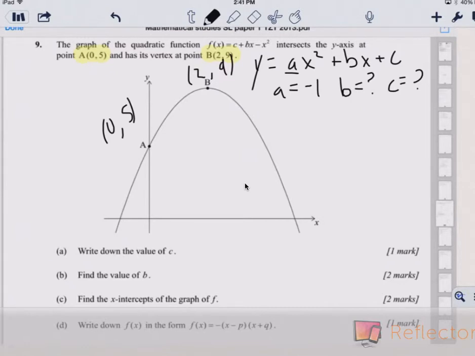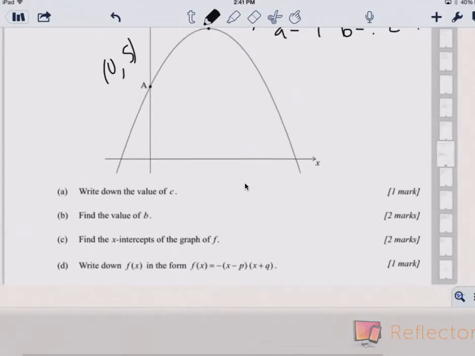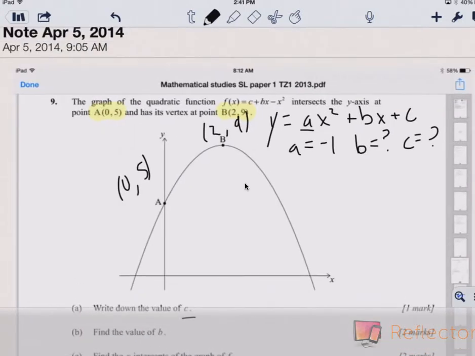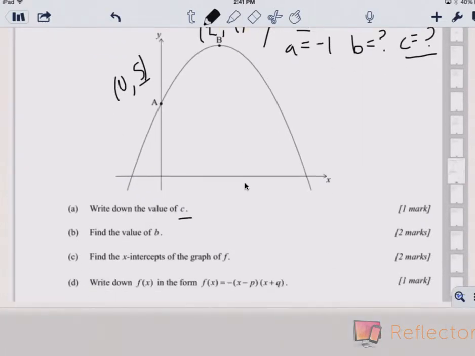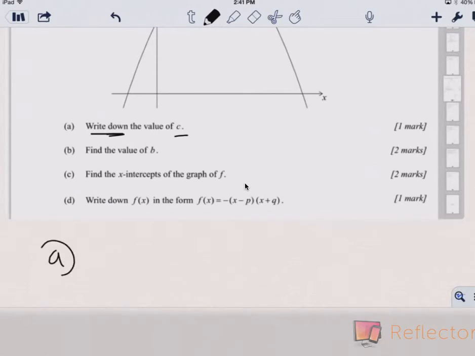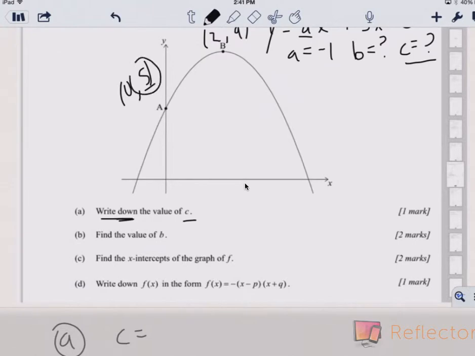Now, the first question that we're given: write down the value of c. Well, we have to go back and identify what c is. c here is unknown, and it's the constant, as I pointed out earlier. That simply is the y-intercept, so we can connect it there. And notice that they don't ask us to calculate, they just say write down. So for the solution to part A, c is equal to 5.